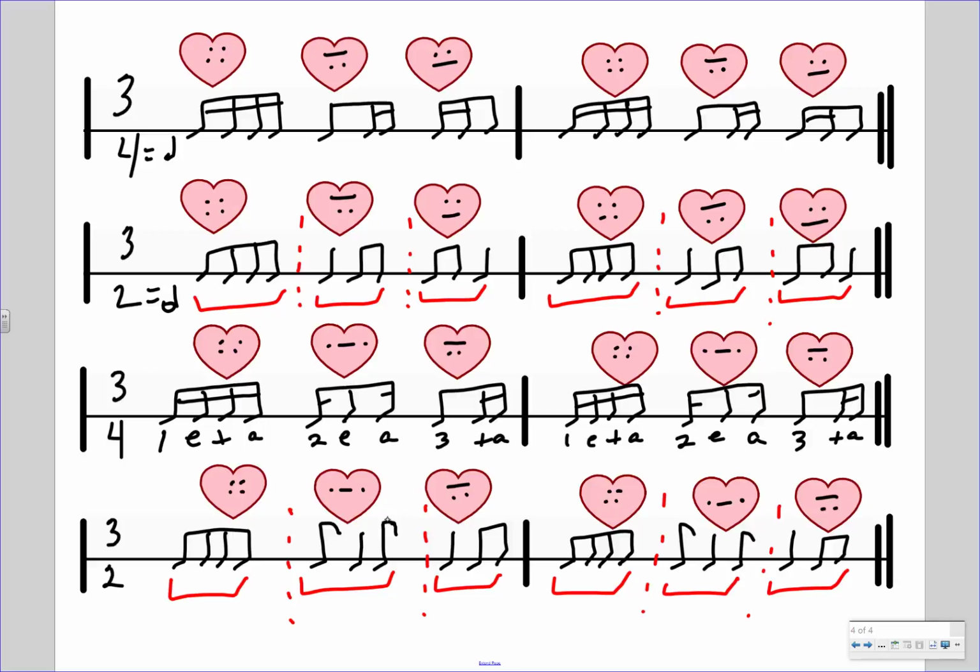Okay, we're going to be moving on to compound meter pretty soon. That'll be a separate video, which is a little bit more difficult, but we'll still use this heartbeat system, and you'll find it hopefully easier than any other system.